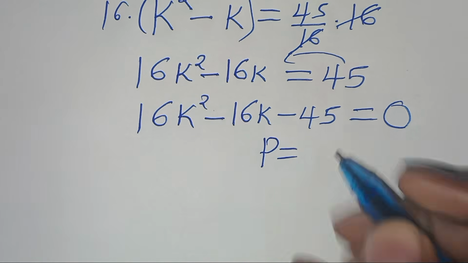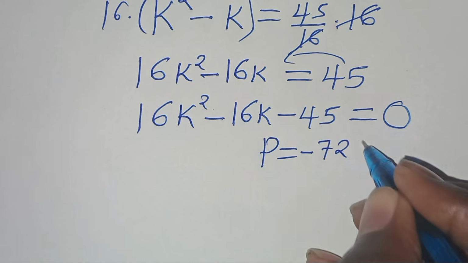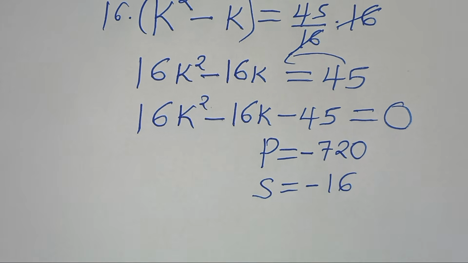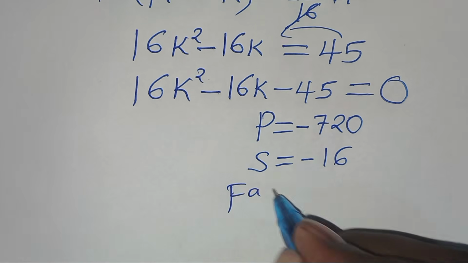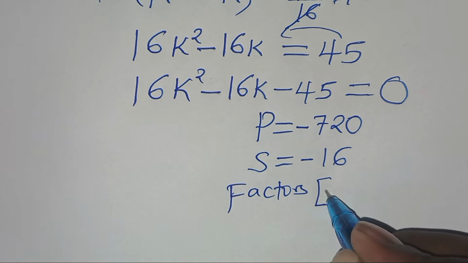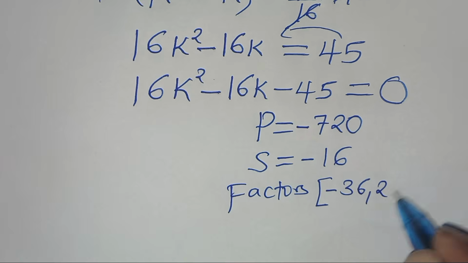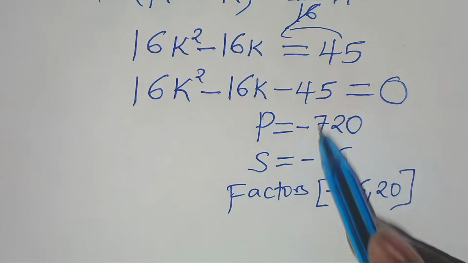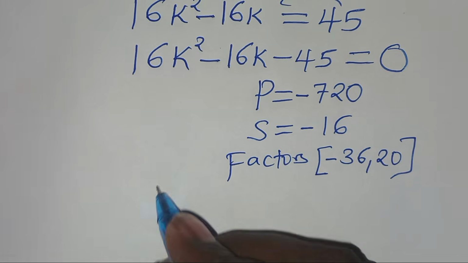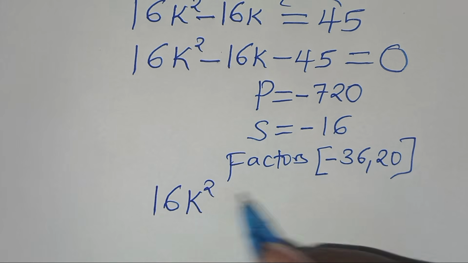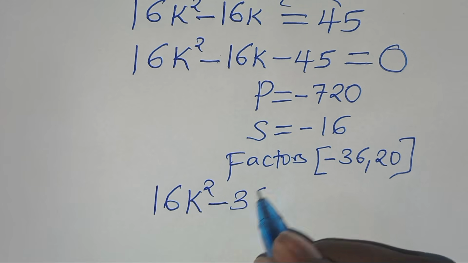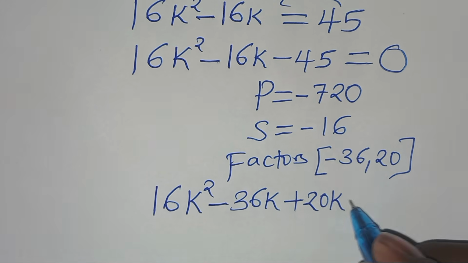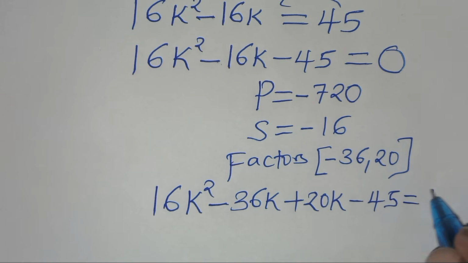We have the product equal to negative 720 and the sum equal to negative 16. So let's identify two factors. We have negative 36 and 20. Negative 36 times 20 is negative 720. So we have 16k to the power of 2 minus 36k plus 20k minus 45, equal to 0.